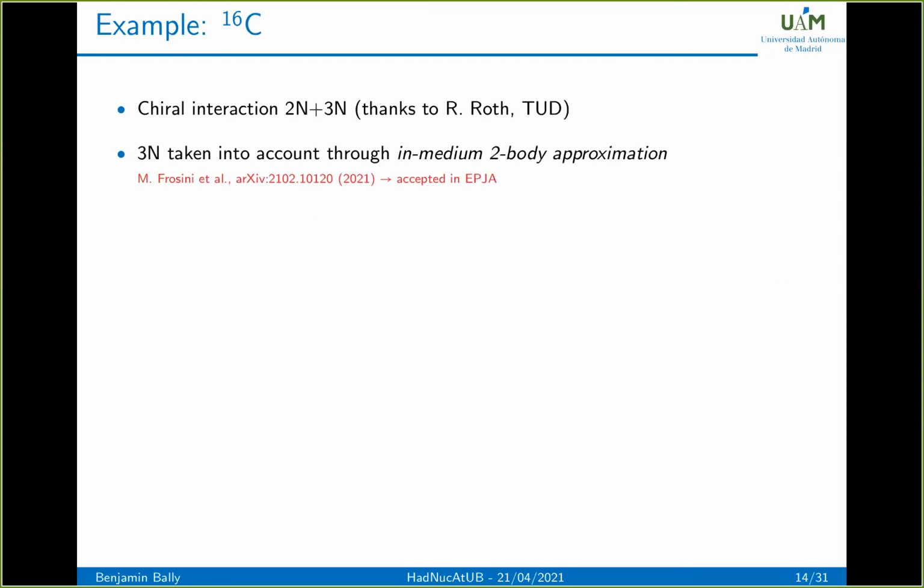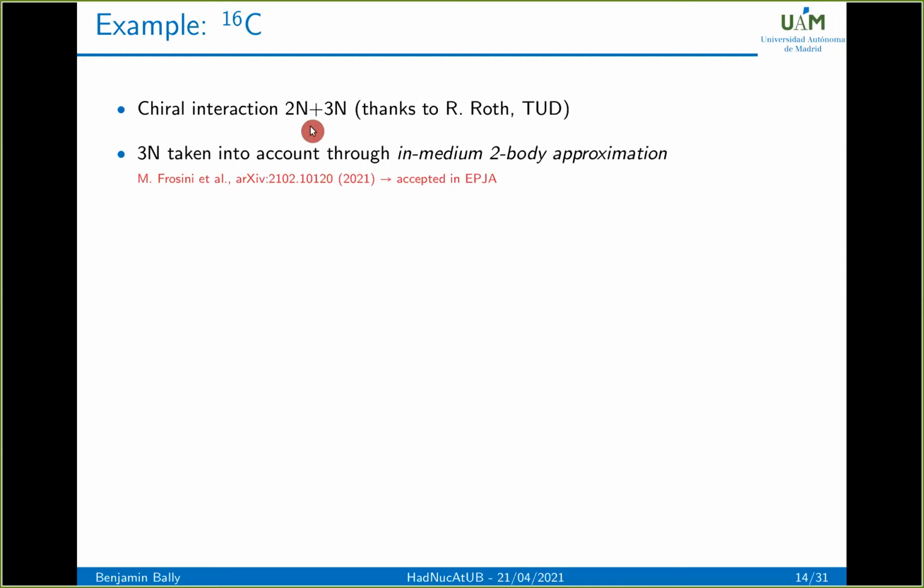So here is an example of a very preliminary calculation that we performed with Thomas and collaborators, just to show what we could do. It used a current interaction that contained a two-body part and a three-body part that comes from TU Darmstadt. Don't ask me too many questions, because I don't know exactly what is in the interaction. At the time, I just used the matrix elements, but I don't know all the details of what is inside the interaction.